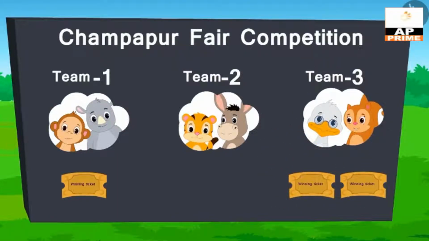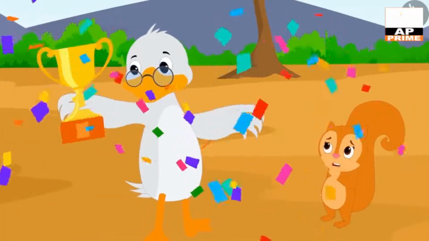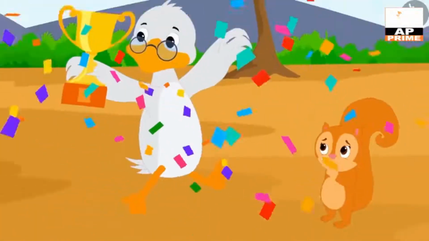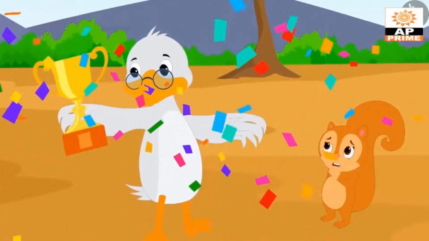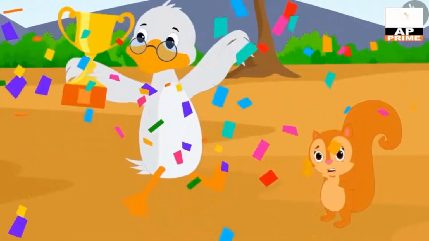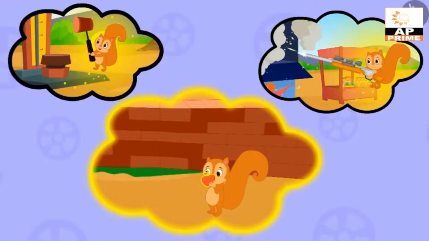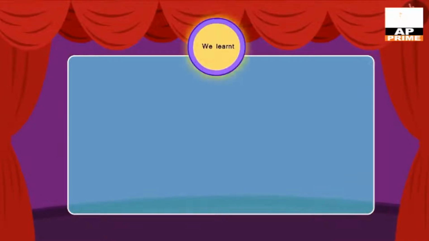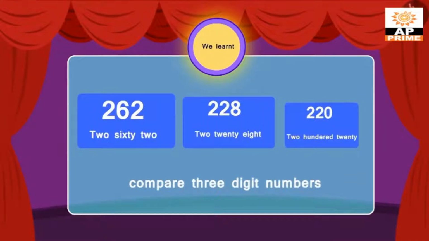In the end, the scores are like this. Team 3 wins the fair competition with 2 tickets. Badbole Badak uncle started dancing with joy, but Chanda was surprised. She doesn't remember anything. She still is wondering how she managed to do this all. Maybe she has forgotten everything because of the magical fruit. So children, in this lesson, we learn to compare 3-digit numbers.